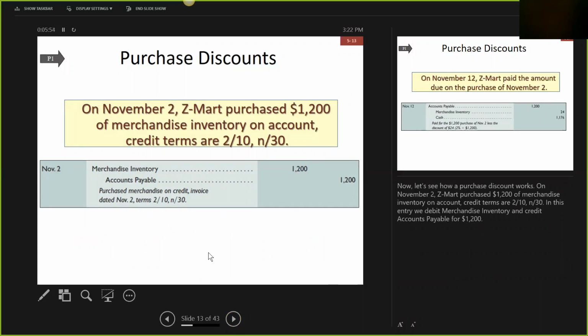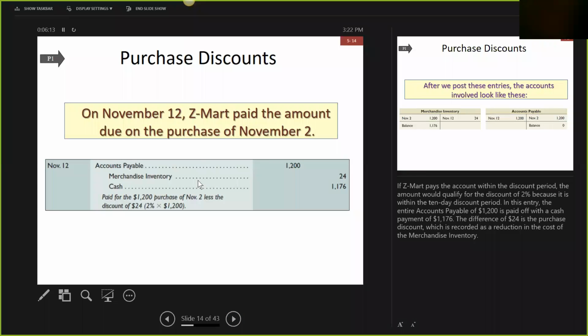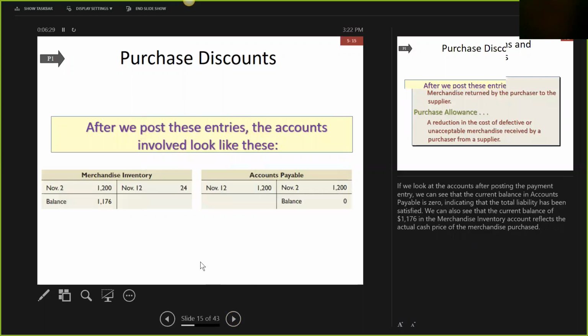So here we are. We purchased something on November 2nd, and in this case, we didn't pay cash. We are going to be invoiced. It has those terms, the 2/10 net 30, as we see. Here's where the company pays it. Okay, but if you notice, they only had to pay $1,176. They took advantage of the $24 discount, and now their payables has been erased. And here's how the accounts look after.